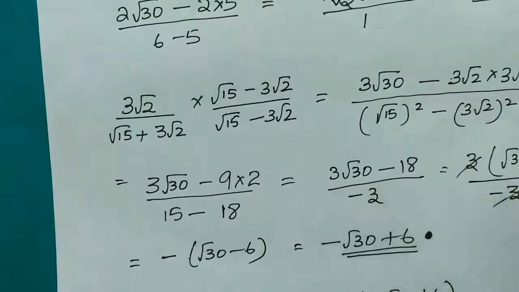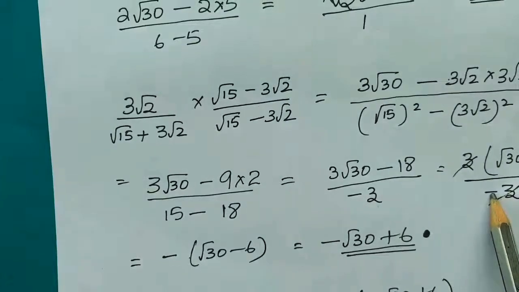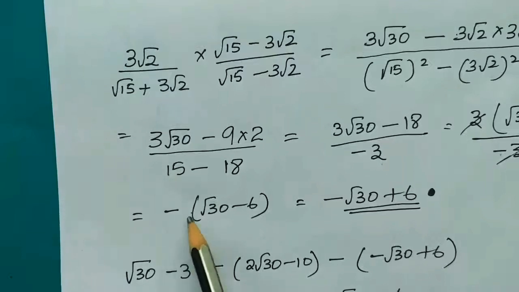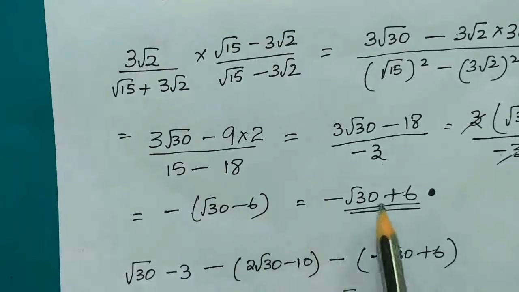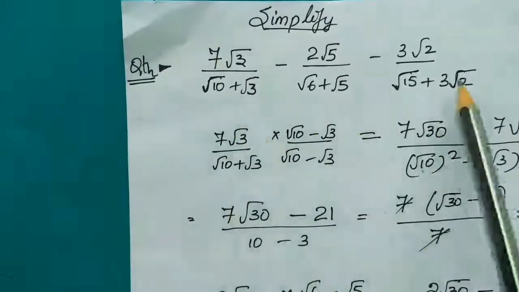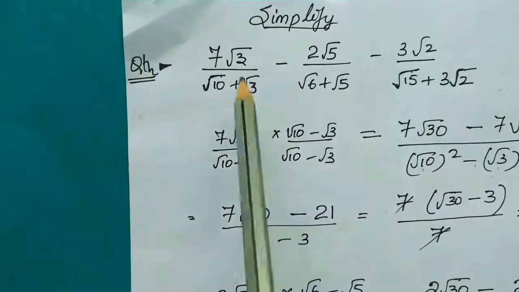Here you have 3 as a common factor for both. Taking this 3 outside, what you get is root 30 minus 6, since 3 has been taken out from 18. So these 3s get cancelled, and this negative sign has to be taken to the numerator. You get negative root 30, and negative into negative becomes positive 6. So we have rationalized the denominator of all these 3 terms.